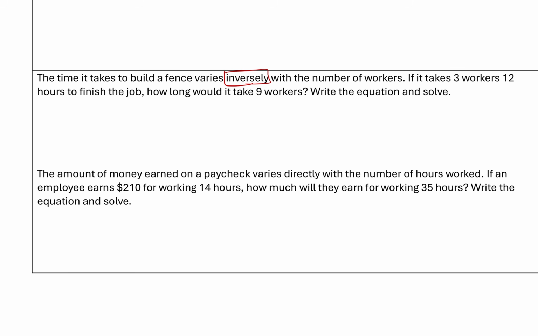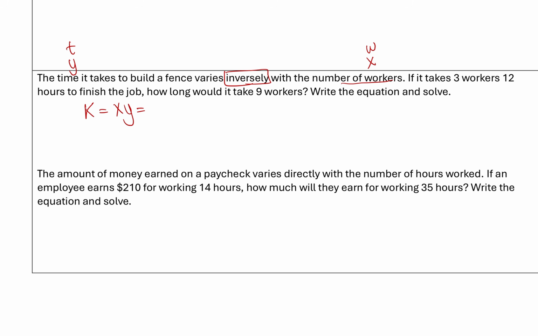So for this one, first, we identify the k value, the constant of proportionality. We know that if we're dealing with the inverse function, it is given to us by k is equal to x times y. So in this case, keep in mind that the first variable that they represent will always be the y value, and the second will be the x value. So in this case, this time is going to be my y value, and the number of workers is going to be my x value. So that's my w right there.